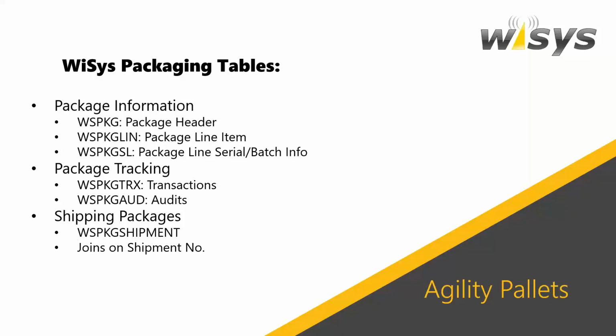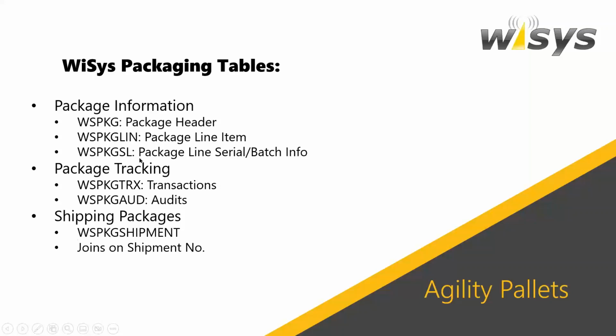And those package lines are going to tell you what item is in the package, how many of the item, that type of information, what sales order it's associated to, any of that stuff. Then WSPKGSL is going to be your package line, serial and batch info. So again, this table specifically relates to that package line instead of the header, and it tells you the serial and lot information for each item on the package line.